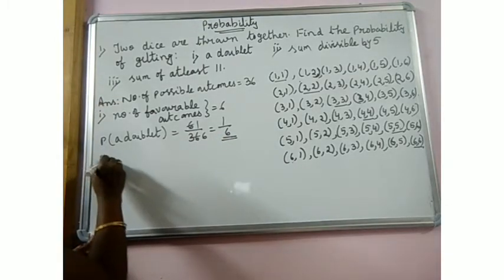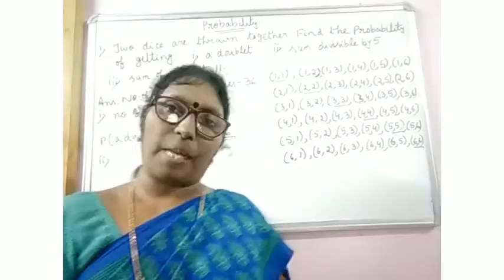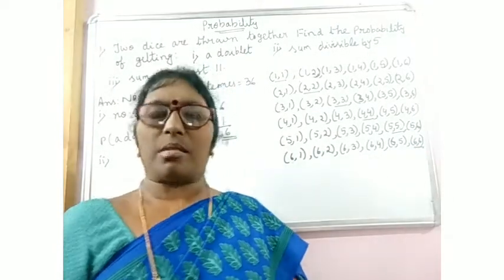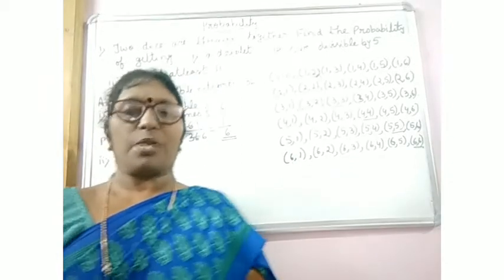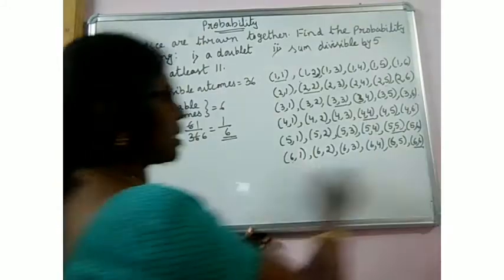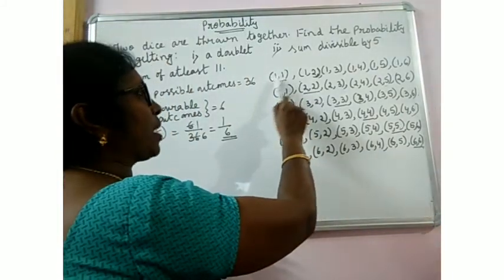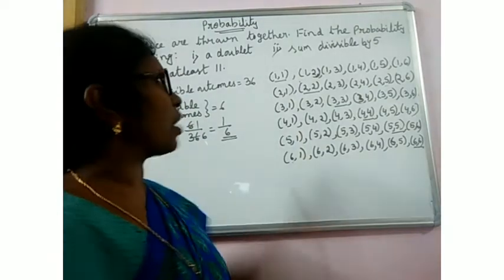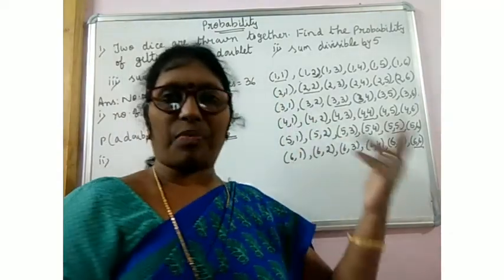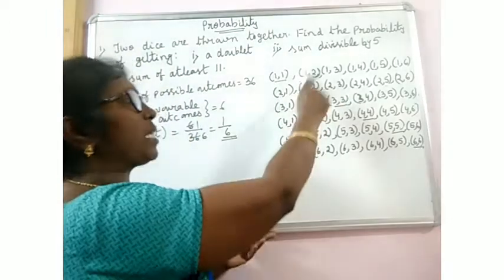Now second bit, sum divisible by 5. That means the numbers divisible by 5 are 5, 10, 15, 20 and so on. But you see the highest sum is 6 plus 6 is 12. Lowest sum is 1 plus 1 is 2. So in between 2 and 12, we have only 5 and 10. So whose sum is 5 and 10?